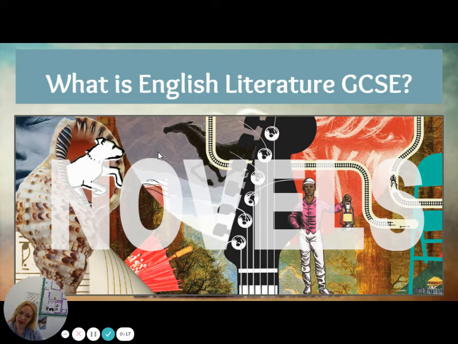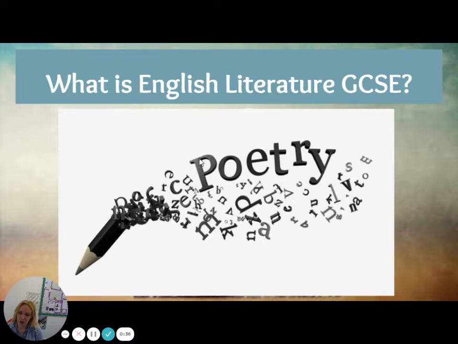So, the first question is, what is English Literature GCSE? In this area of study, we look at a number of different texts from across a wide range of time in English literature. So, we have a look at novels. At the moment, we commonly read A Christmas Carol by Dickens. We also look at a wide range of poetry, from pre-19th century poetry like The Charge of the Light Brigade to more modern poetry by John Agard or Simon Armitage.